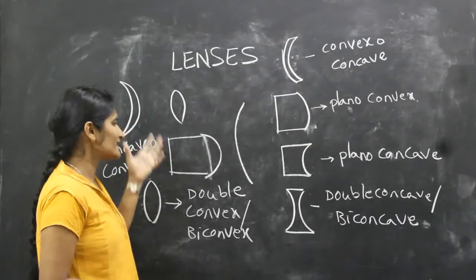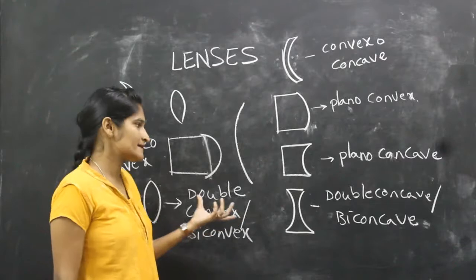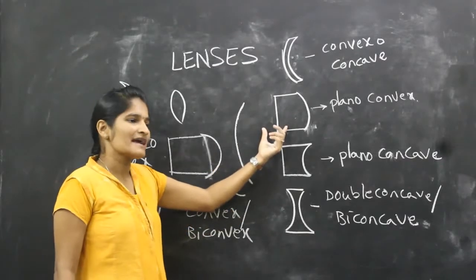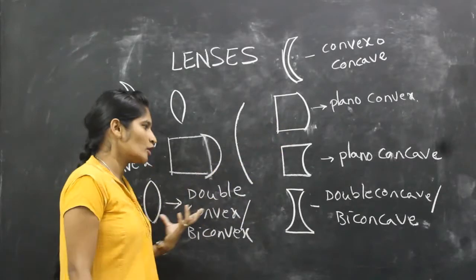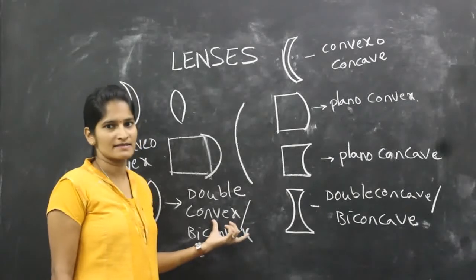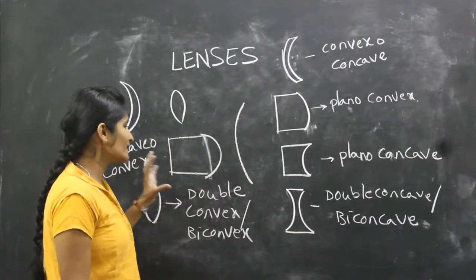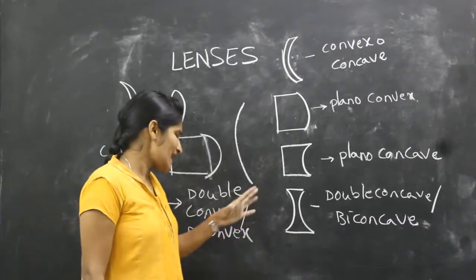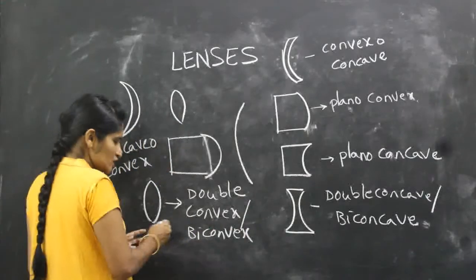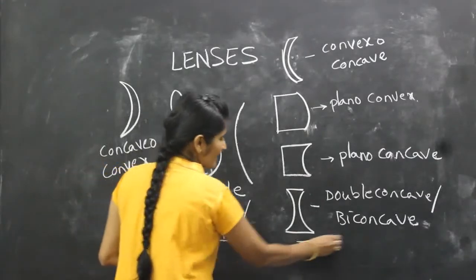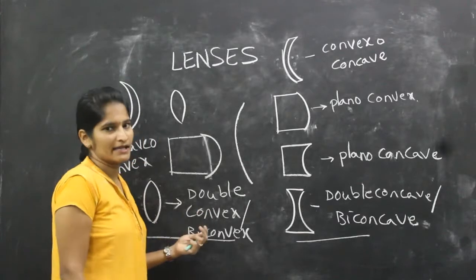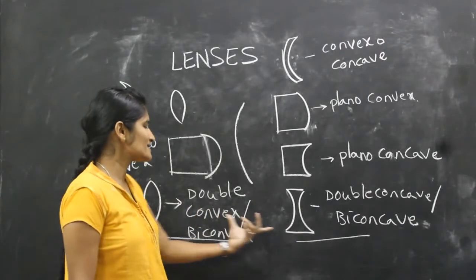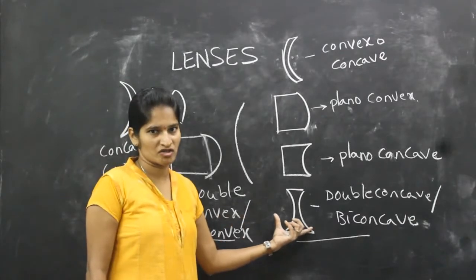Is it clear? These are the different types of lenses where either one side is a curved surface or both sides are curved surfaces. Of all these lenses, in this unit we will consider only biconvex and biconcave lenses, because we will consider these for simplification.